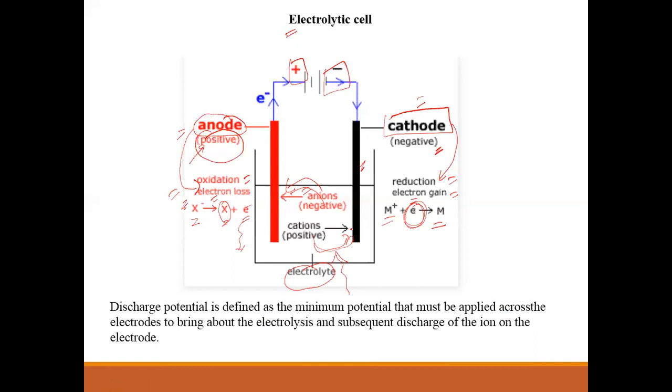The important thing to understand in electrolysis is discharge potential. What is discharge potential? The minimum potential that must be applied across the electrodes. This is the battery which provides the potential to this electrolytic cell. So the minimum potential that must be applied across the electrodes to bring about the electrolysis and subsequent discharge of the ion on the electrode. If I say it simply, the potential which is required for electrolysis is known as discharge potential. Okay.